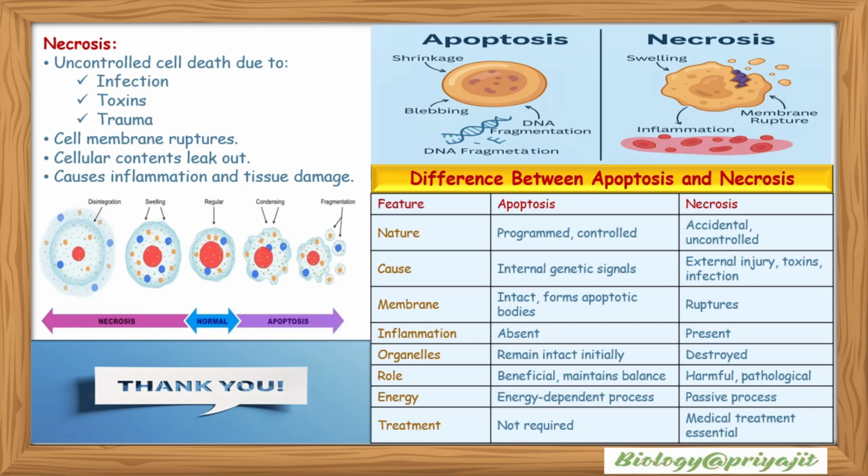So as we conclude, remember that apoptosis is a carefully regulated process of programmed cell death that maintains tissue balance and removes unwanted damaged cells. Understanding its mechanism, cytological features and differences from necrosis helps you realize how the body controls cell survival and prevents disease. Keep exploring the beauty of cell biology, the beauty of cellular regulation.